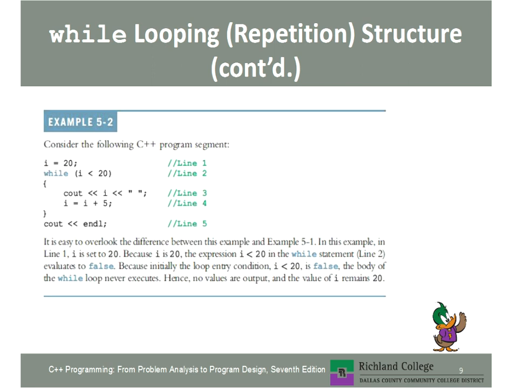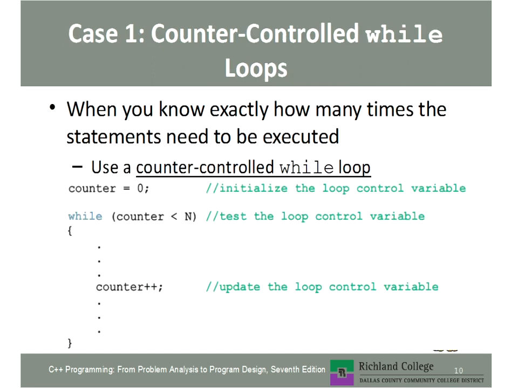Here we're looking at I equal 20. So that's the initial value. Now, if I is equal to 20, then the loop control variable is compared to 20. Well, 20 is equal to 20. So at the very first loop, the expression will be false. So in this case, the body of the loop will never execute.